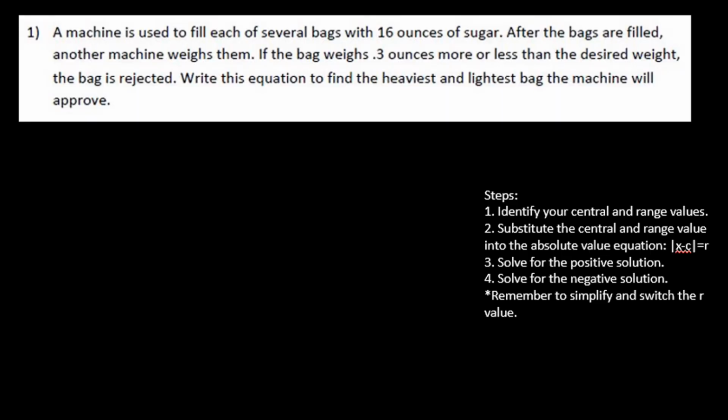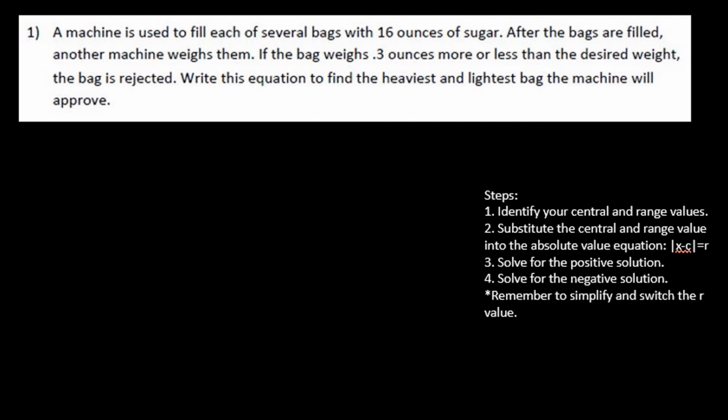So this is word problem 1. It's a similar problem. All that I'm really asking you guys to do is to take the information out and then solve this absolute value. It says a machine is used to fill each of several bags with 16 ounces of sugar. After the bags are filled, another machine weighs them. If a bag weighs 0.3 ounces more or less than the desired weight, the bag is rejected. Okay, write an equation to find the heaviest and lightest bag the machine will approve.